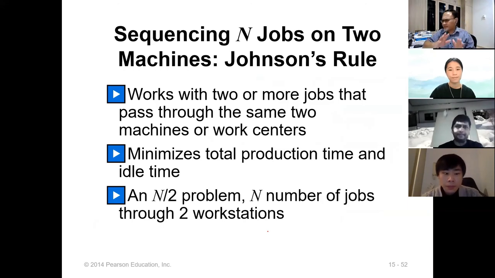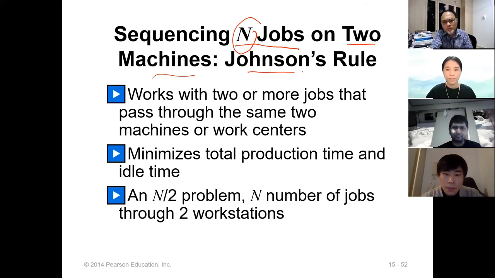Okay, let me just run this through. This is the third sequencing technique that is commonly used. It's a very simple technique actually, if you understand the logic. So we want to sequence N jobs on two machines. It's called Johnson's rule.